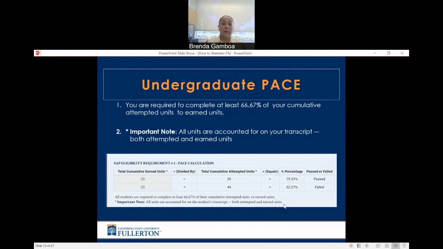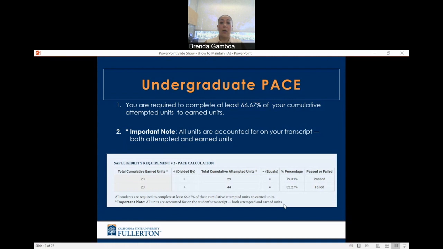If you look at the 2 examples below, it shows you how one student is meeting SAP and how one student is not. In the first example, the student earned 23 units, and we divide that by the total cumulative attempted units. The student attempted 29, and that gives us 79.31%. So in this scenario, the student is meeting PACE. Now, in the second scenario, the student earned 23 units but attempted a total of 44. When we divide 23 by 44, the student is at 52.27%. So in this scenario, the student is not meeting SAP.